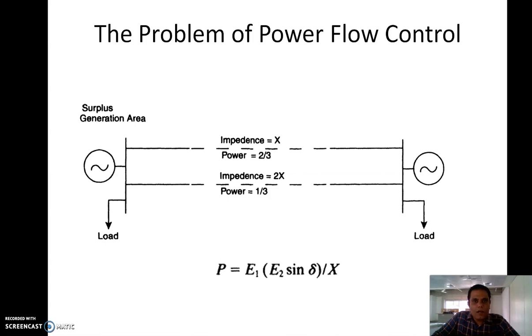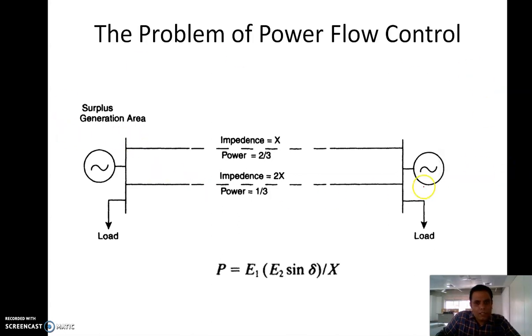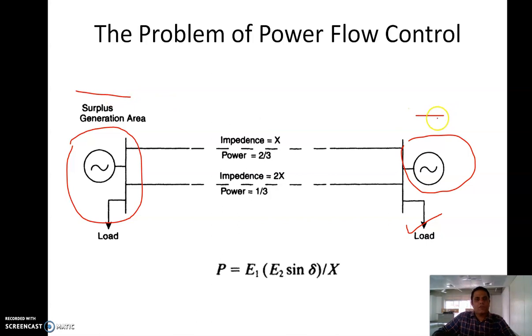All of you must have taken a course in power system operations, and by now you must be familiar with this particular equation, which is P is equal to E1 E2 sine delta by X, wherein what is E1 and what is E2. So here we are trying to showcase the power system simply by two generators. This is an area where you have surplus generation, and this is the area where there is less generation and a load is there. Loads are at both the ends, but this is the surplus generation area and this is the area where there is a deficiency of power.